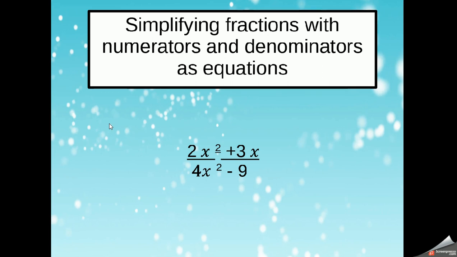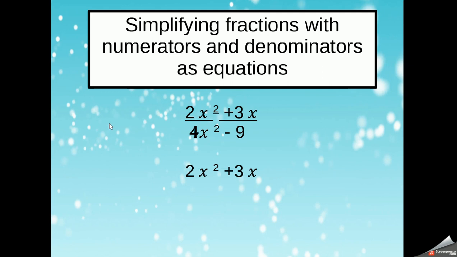And quite often in exams, you're asked to simplify them, and usually this involves factorizing them and then seeing what's common to the top and bottom. So let's start with the top first then. We've got 2x squared plus 3x.